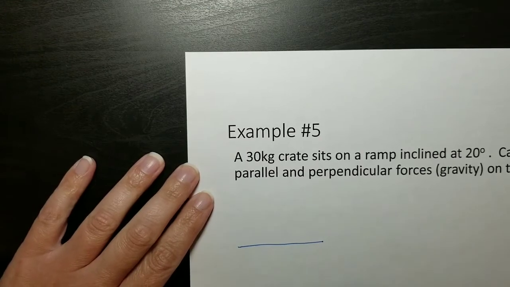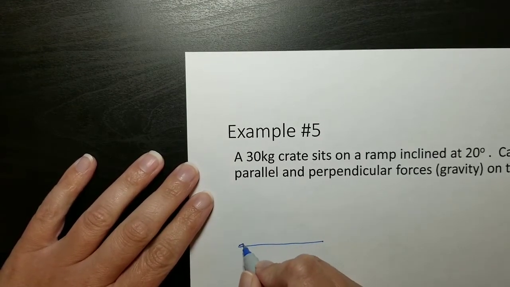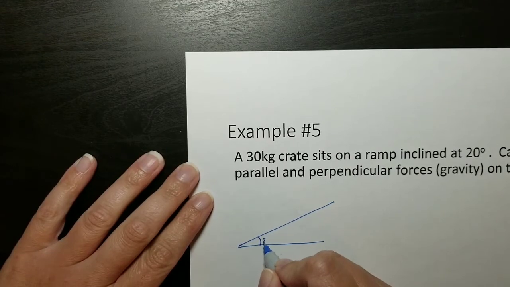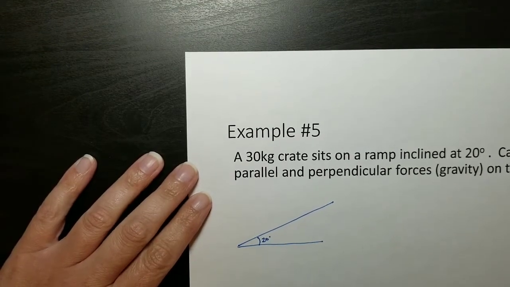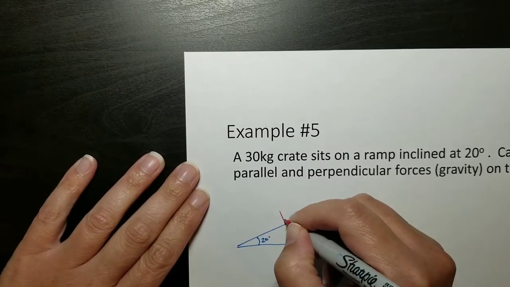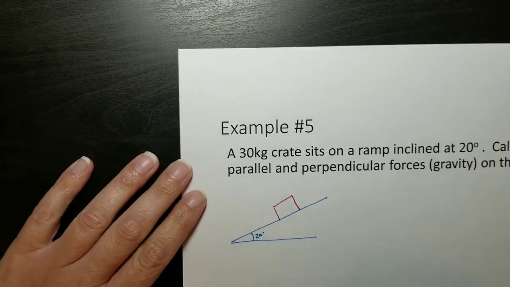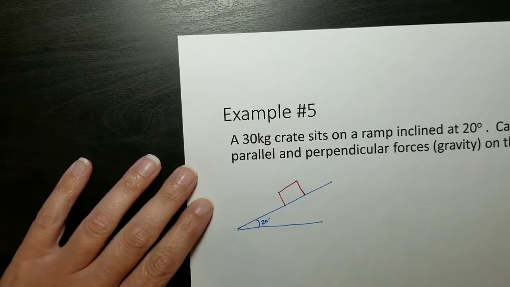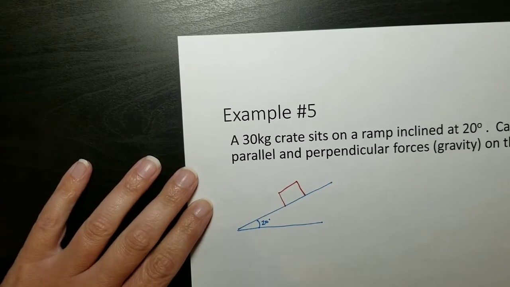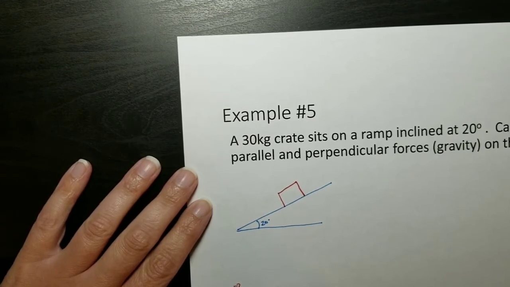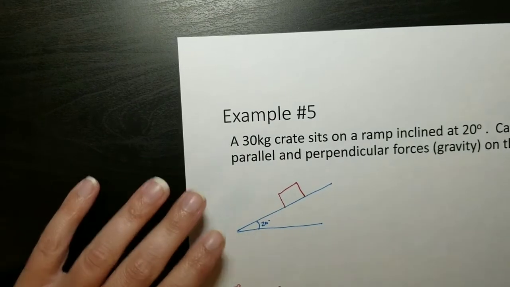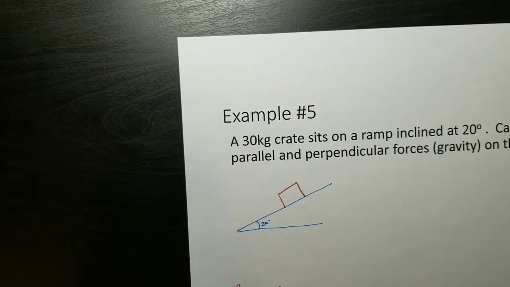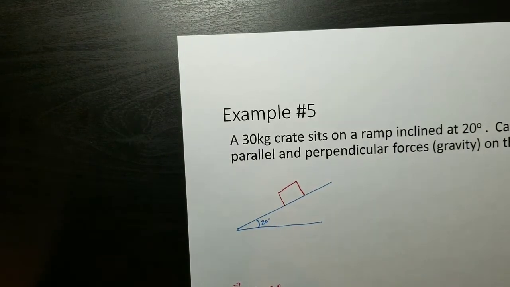I've got a horizontal floor. Then I have a ramp that's inclined at 20 degrees. I have a crate sitting on the ramp that weighs 30 kilograms. Whenever you see that weight and you don't have any forces, we're going to find the force of gravity, which is 30 times 9.8. So it's 294 newtons.